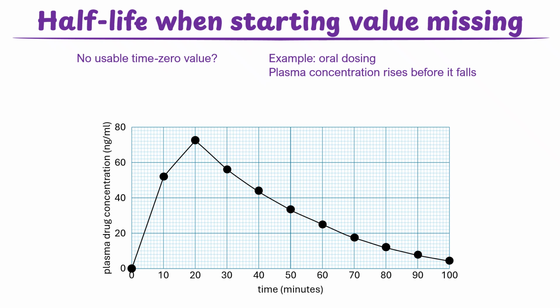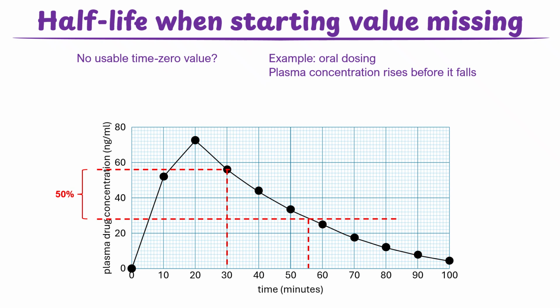Choose a point on the falling phase of the curve and draw a horizontal line from this value across to the y-axis. And note the concentration. Now find half of that concentration. Draw a second horizontal line at this halfway value. From the points where these two horizontal lines meet the curve, draw vertical lines down to the x-axis. The half-life is the difference between these two time values.